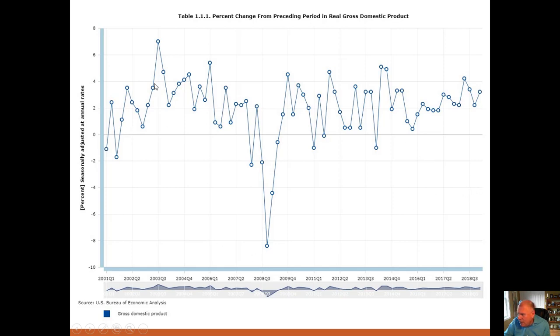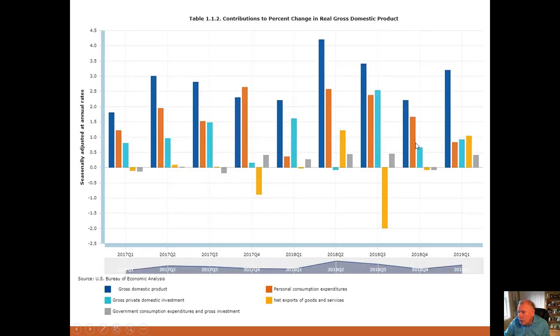So we can see that it's a percentage change, and that's what we're looking at. We've seen a change of about 3.2% in the past quarter. Now, when we break this down into what's driving it, the blue is the total. But if we go back here to 17, the consumer has been the biggest contributor to the economy. But look at what's starting to happen here.